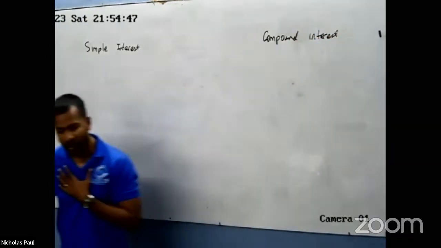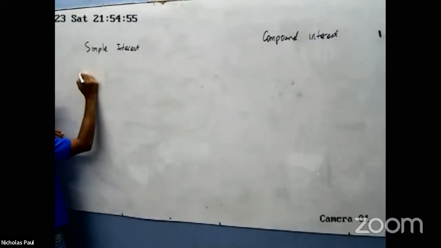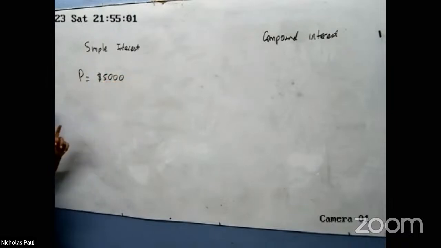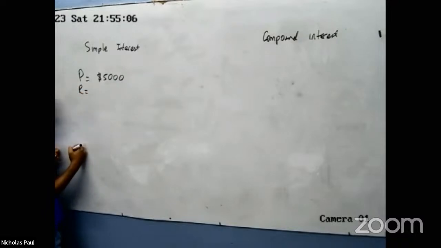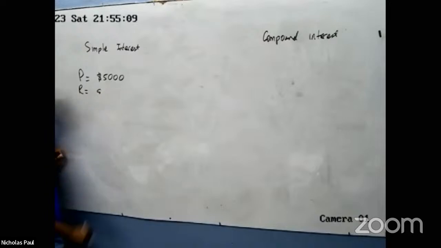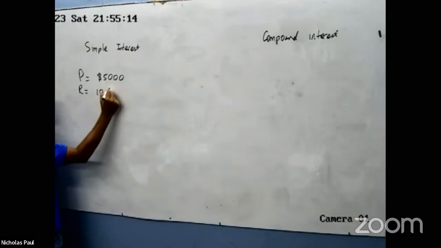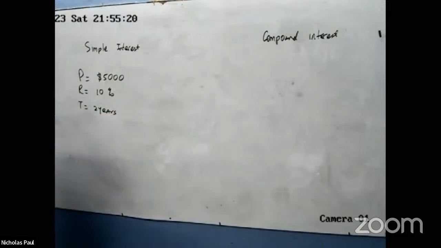We need to understand the difference between simple interest and compound interest. Let's say we put some money in the bank. Let's say we put a principal of $5,000, and the rate that we're going to get, let's give you a 10% rate. And we want to leave it for 2 years. Let's see the difference in the interest from compound interest and from simple.